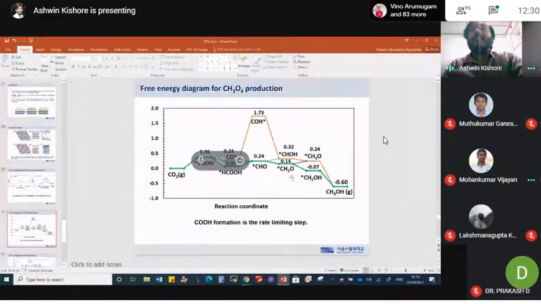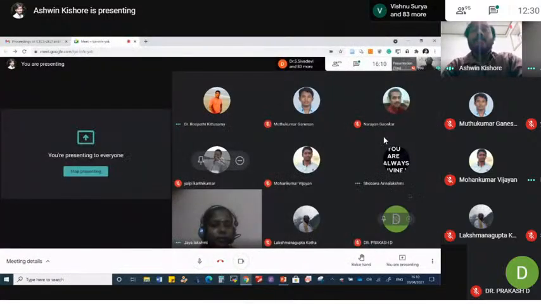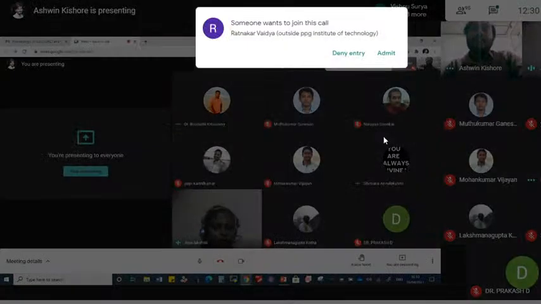At the same time, it will form either methane or methanol. So I just present only the theoretical results. It's a collaboration with experimental people. Yeah. So you have a proof for CO2 reduction, right, sir?